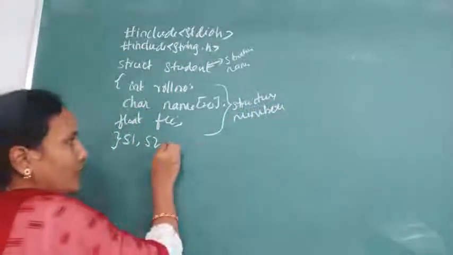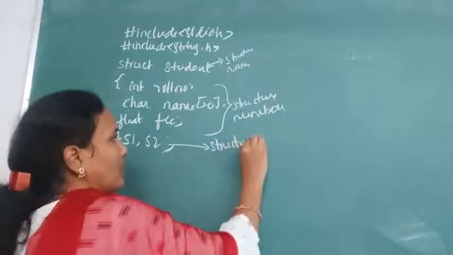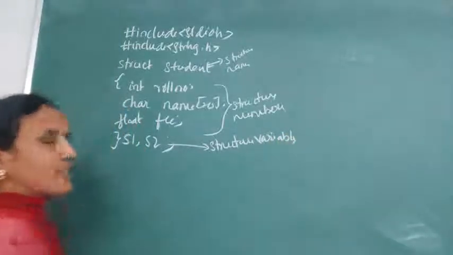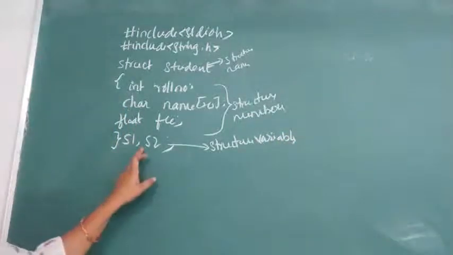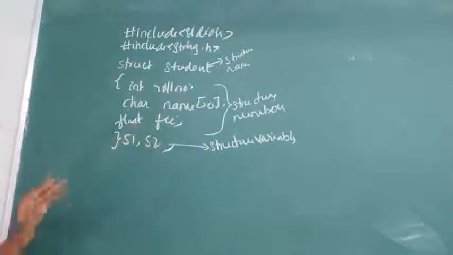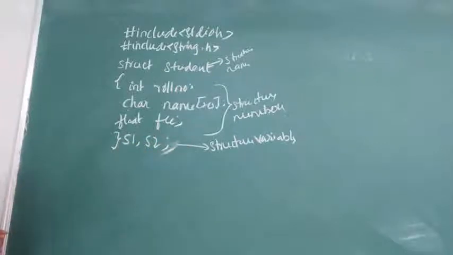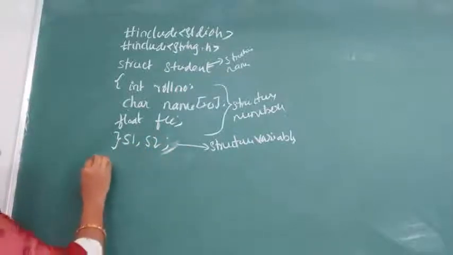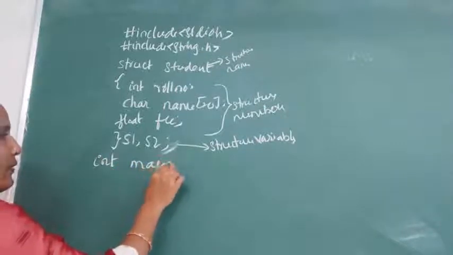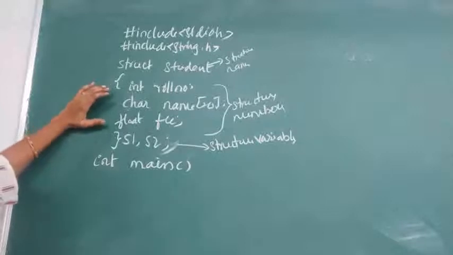And these two are called structure variables. Structure variables means these two are going to use these three members. After the structure variables, use the semicolon. After this, you start the main function. Int main function. It is in a single program only, like the function that I have explained.